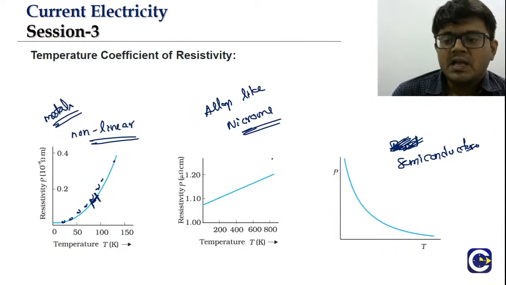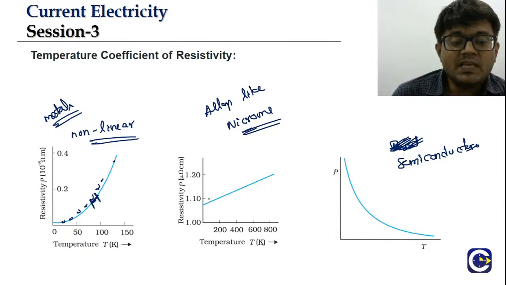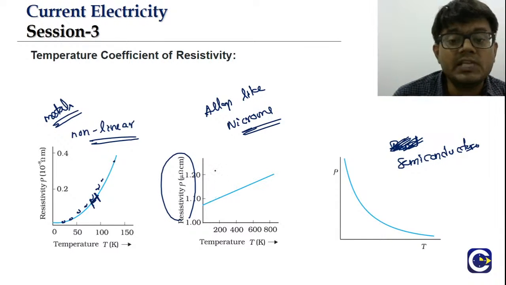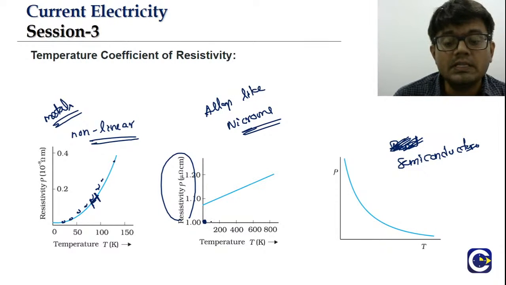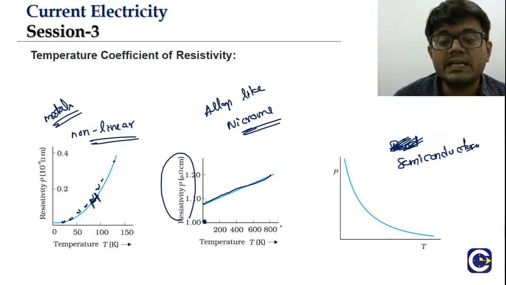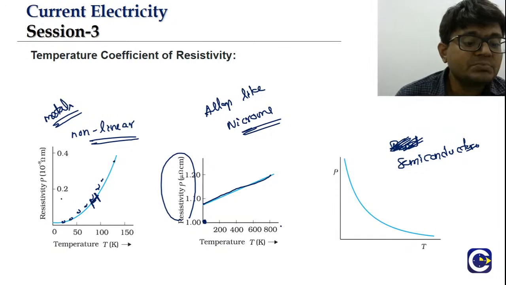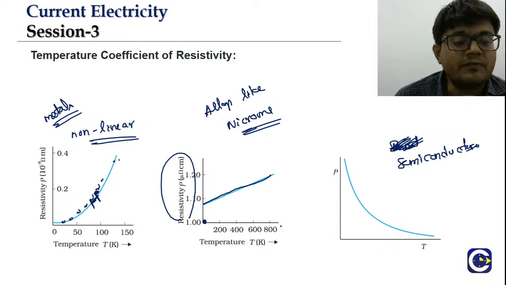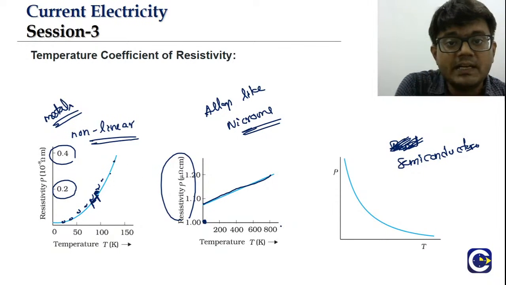Okay, next, alloys like nichrome. Look here, the resistivity value will not change that much. Going from almost 0 up to 800 Kelvin, look, what is the variation of the resistivity? Almost 1.1 up to just 1.2. Whereas when we change the temperature from 100 to 150, it becomes double. We are talking about the number of times it is changing, right?